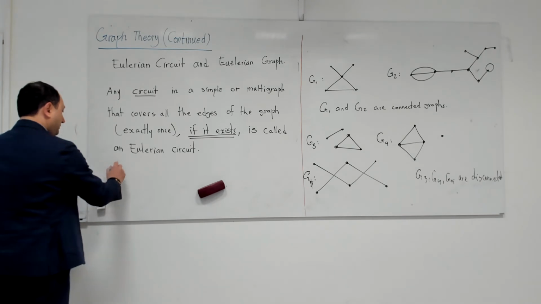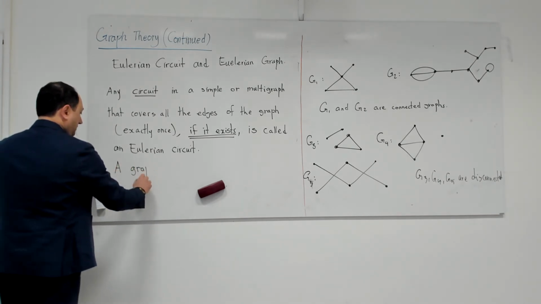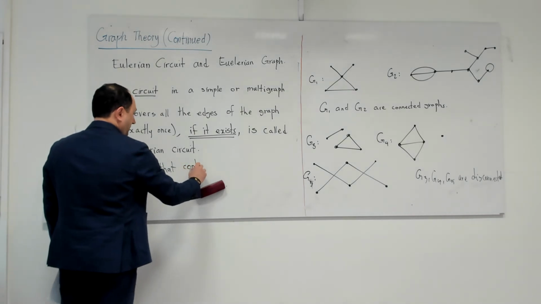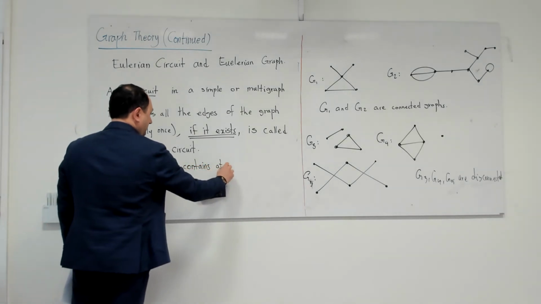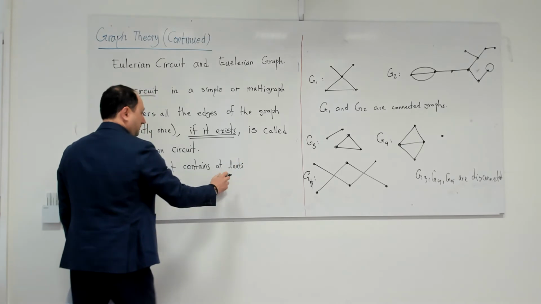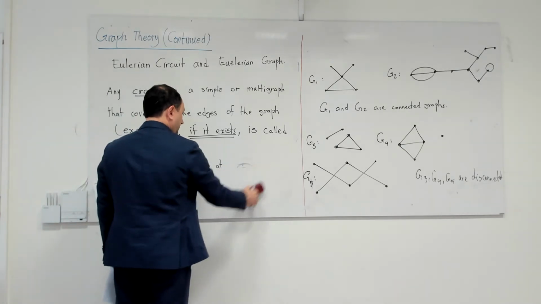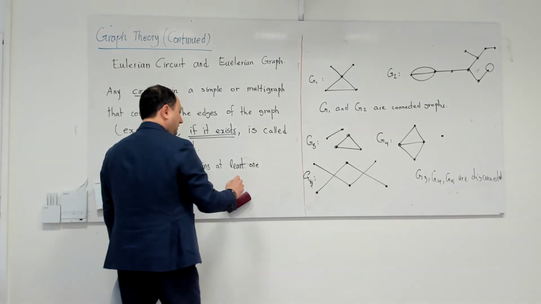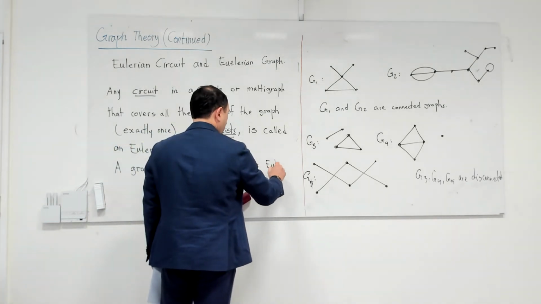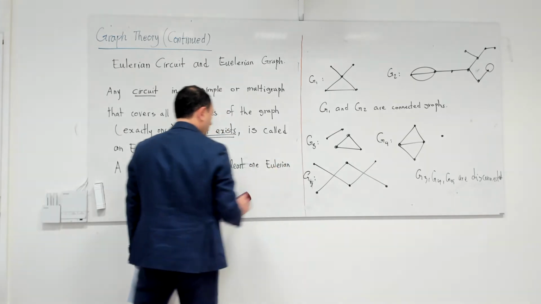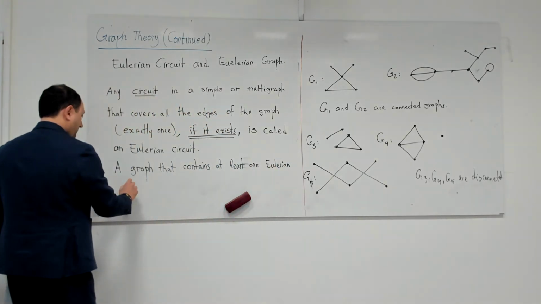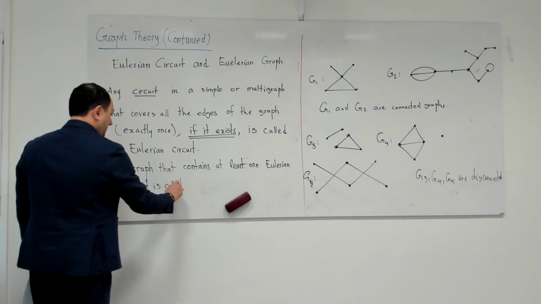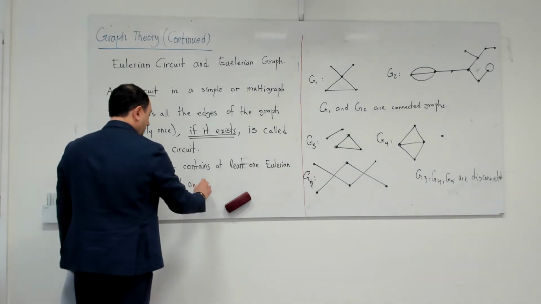Yes? A graph that contains at least one Eulerian circuit is called an Eulerian graph.